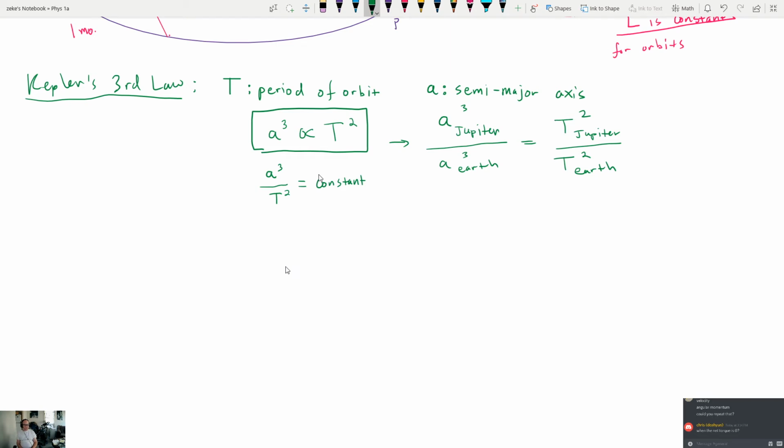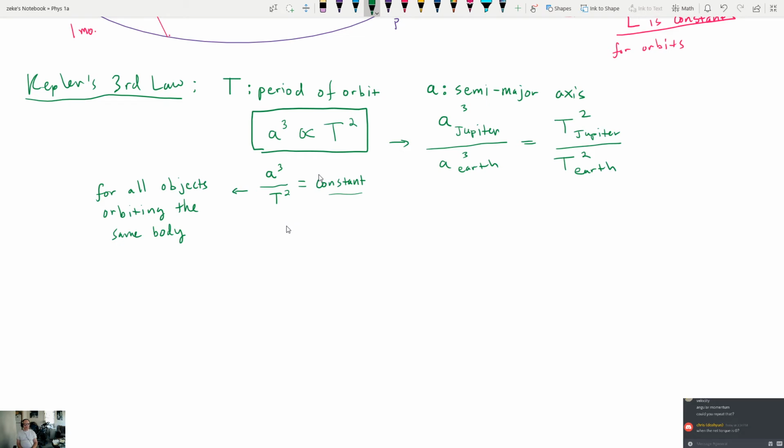Okay? This is for everything that's orbiting the sun, basically. For all objects orbiting the same body, I guess I'll say, because it doesn't have to be the sun. So Kepler's third law would give you the same answer for the ratio of a cubed over T squared for all of our planets. You get the exact same constant for all of them. We'll derive what that constant is here in a second.